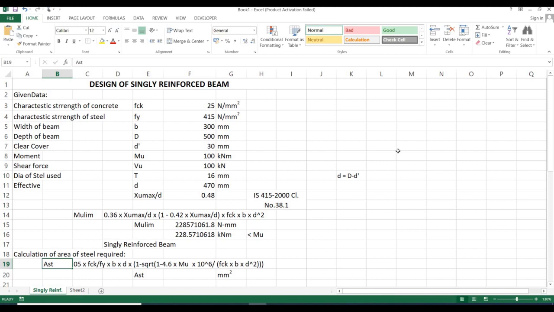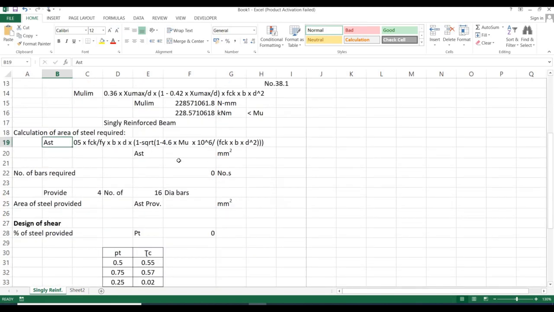See here, in the Excel sheet, to calculate the square root I have to use the SQRT function with a bracket. Whatever is inside the bracket will be fully considered within the square root itself. So from here up to here, everything will be inside the square root, and it will give me the value.